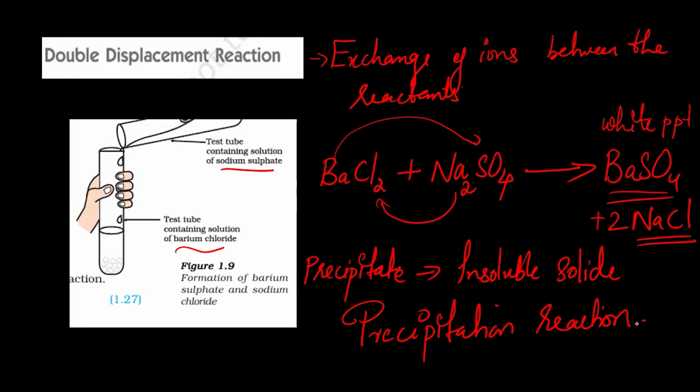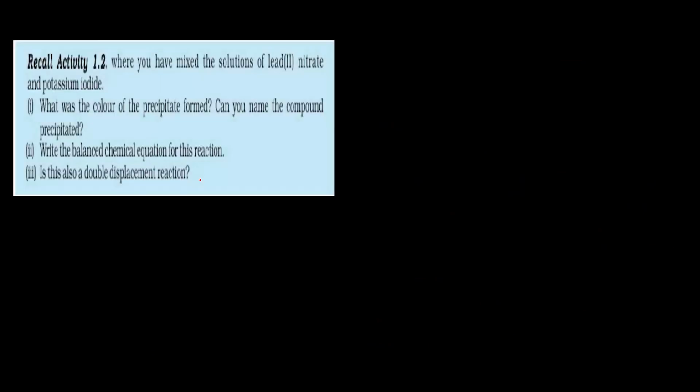Okay. Another example you have studied in the first part of this. I will show you. Yes, you have mixed lead nitrate and potassium iodide. Let us mix that. Pb(NO3)2 and potassium iodide, KI. You will be getting what?